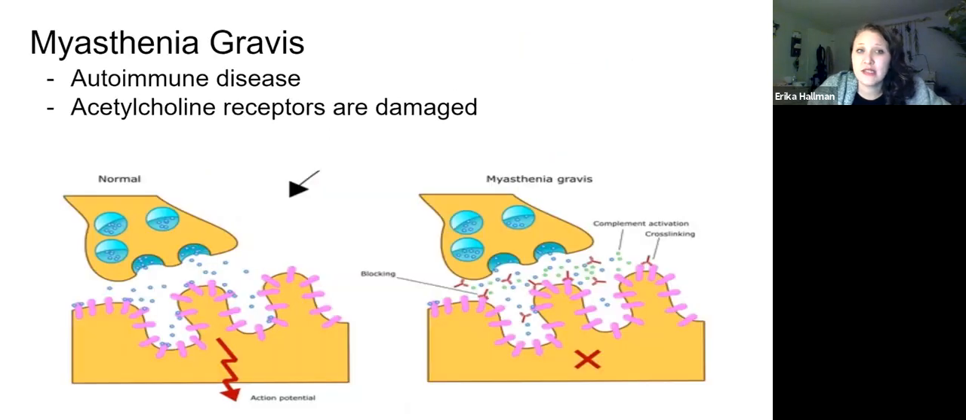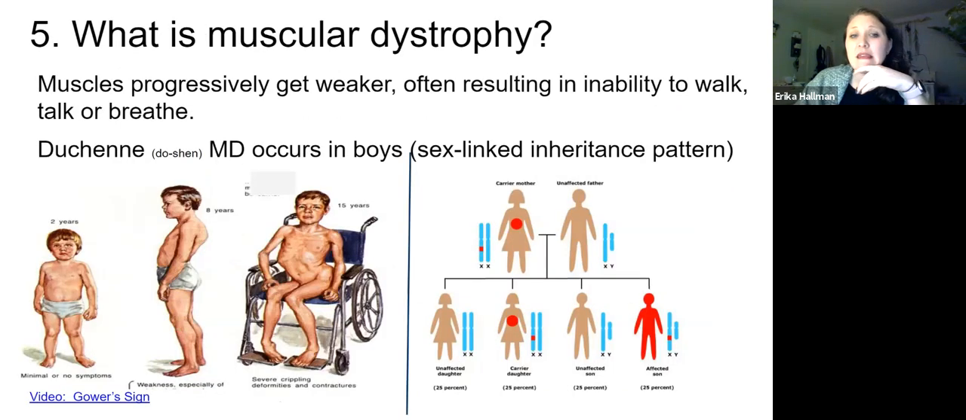The reason for this disease is that it's actually an autoimmune disease. When your body starts attacking the receptors for acetylcholine, it means that your muscle cannot contract. So that's the reason why these muscles in the face, when the acetylcholine receptors are damaged, can no longer contract, so they just kind of slump down and they are more relaxed.